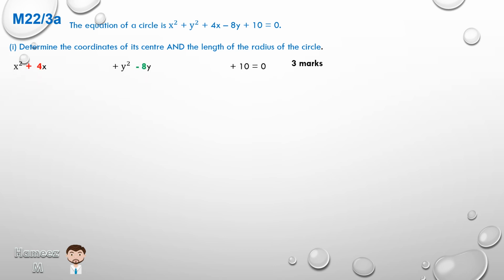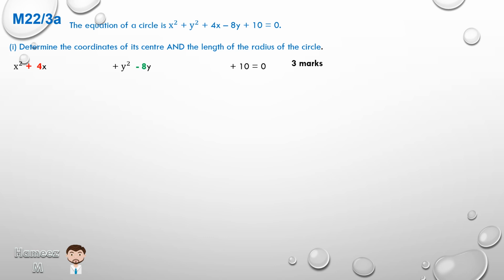So, x squared plus 4x plus y squared minus 8y plus 10 is equal to 0. We're just rewriting it a little bit, keeping the x's together and the y's together. And if you notice, I've highlighted the coefficient of x, which is plus 4 in red, and that of y, which is minus 8. This is to help us complete the square and find the center.